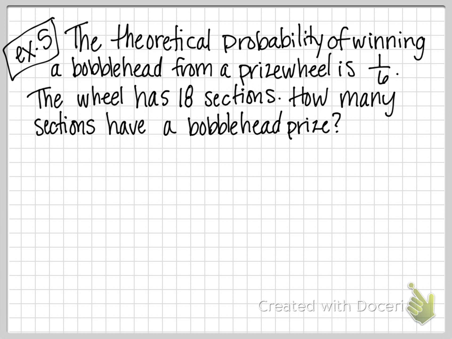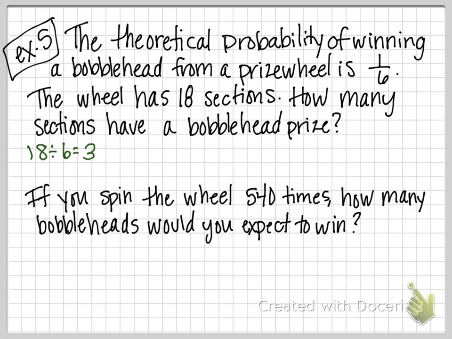Caroline, what do you think? 3. How did you find 3? Because 18 divided by 6 is 3, so 3 sections out of the 18 would give us 1/6. You could also do 1/6 times 18, right? 1/6 of 18, exactly, would give us 3.